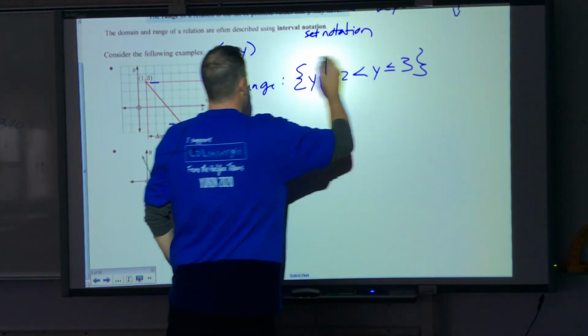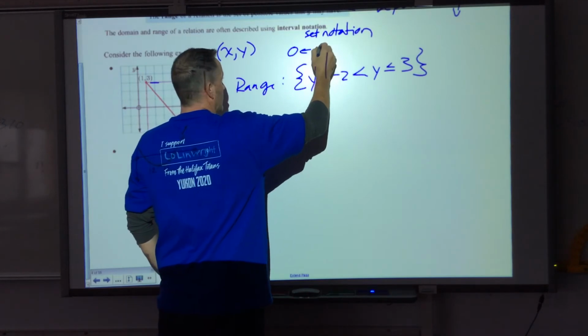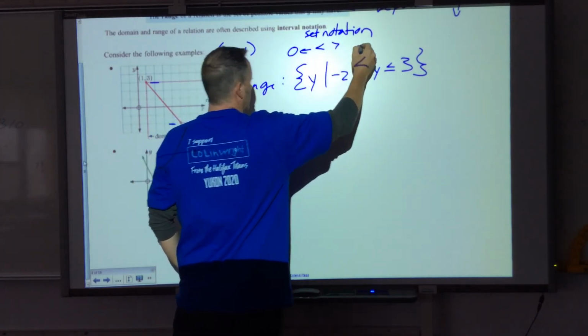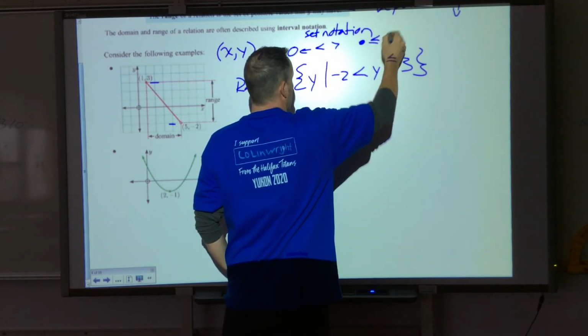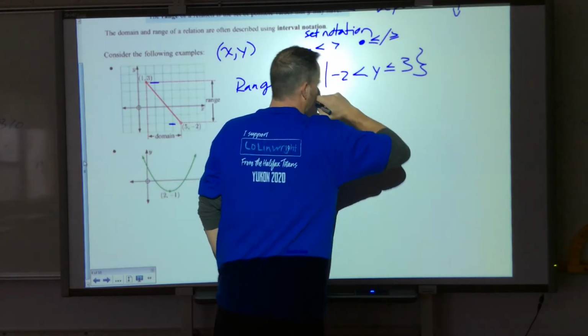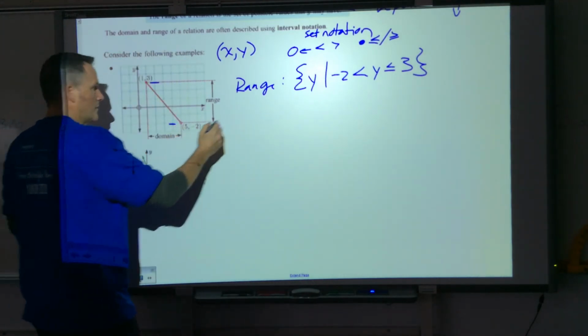All these silly little things we gotta get out of the way. Hollow dot, less than or greater than. Solid dot, less than or equal to, greater than or equal to. So that's where those symbols come in. And this is a hollow dot.